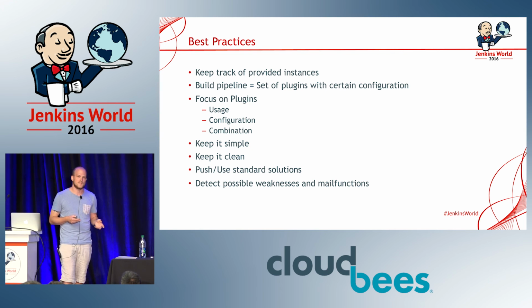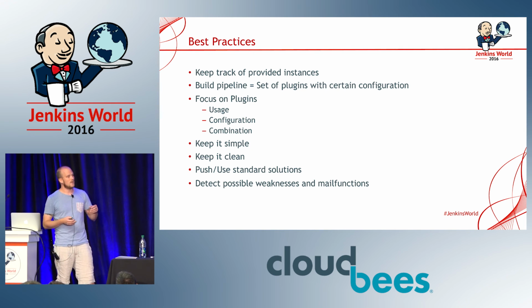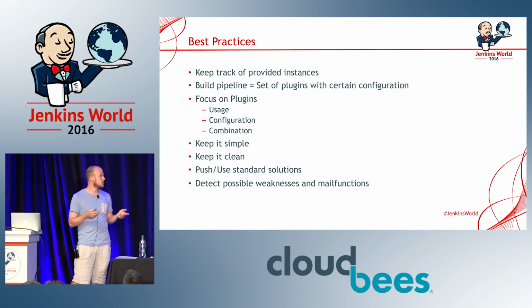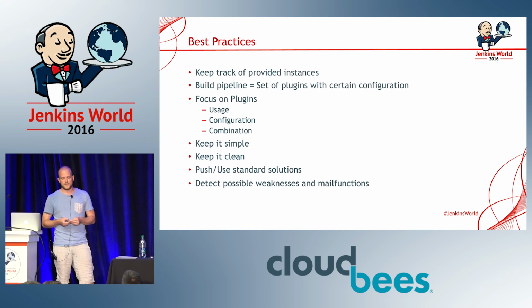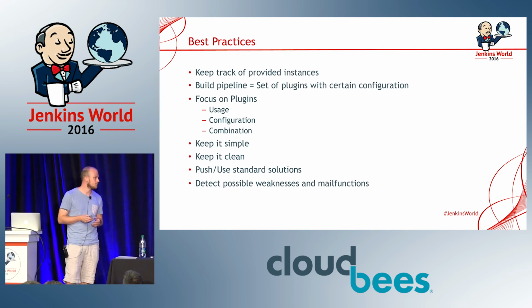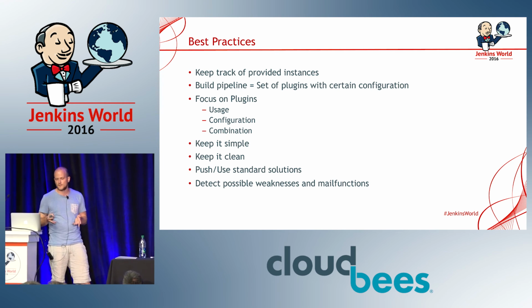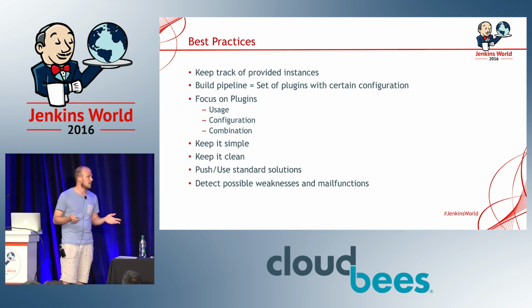And of course, we want to keep it simple, we want to keep it clean. Like I said on the slide before, we want to use the standards we provide and want to push them. And we also want to learn from the mistakes that the studios made. And we want to detect possible weaknesses in the job configuration in order to keep the environment clean. For example, we want to prevent polling happening in the game studios for performance reasons. We want to use the log rotator plugin in order to keep the disk space on the master always clean and stuff like that.